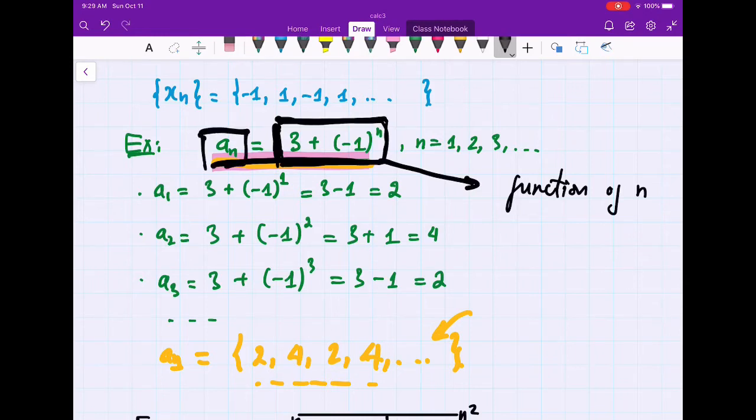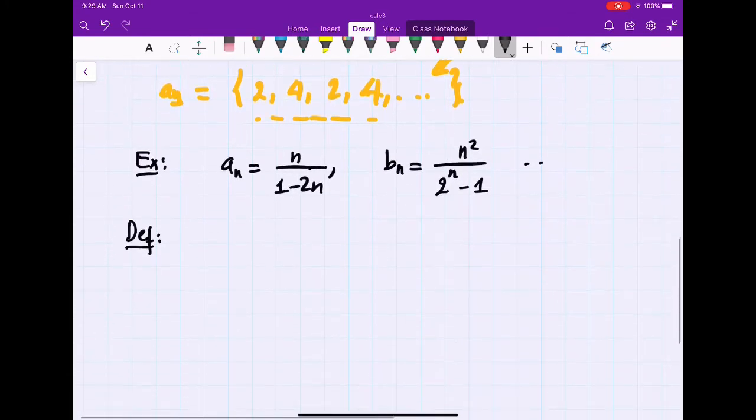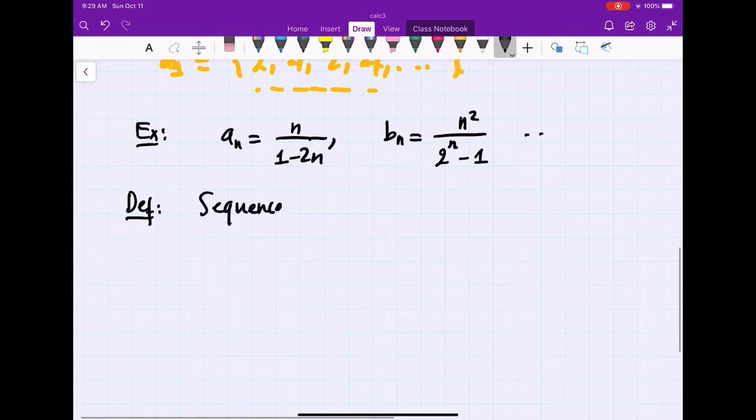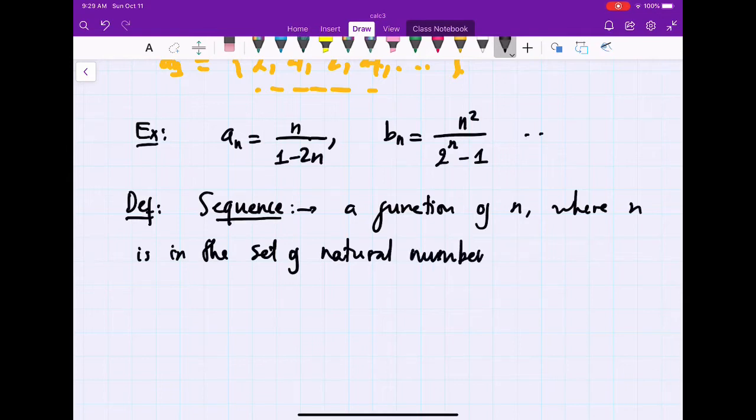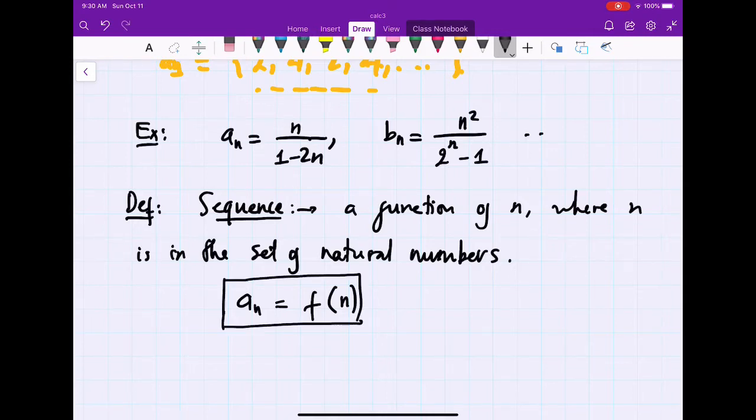But in this case, we consider the domain, which is natural numbers, the set of all natural numbers. So we might think about a sequence that is a function of n, where n is in the set of natural numbers. Okay, so I can write like this. An equal to f of n. So, that is the analytical definition of sequences.